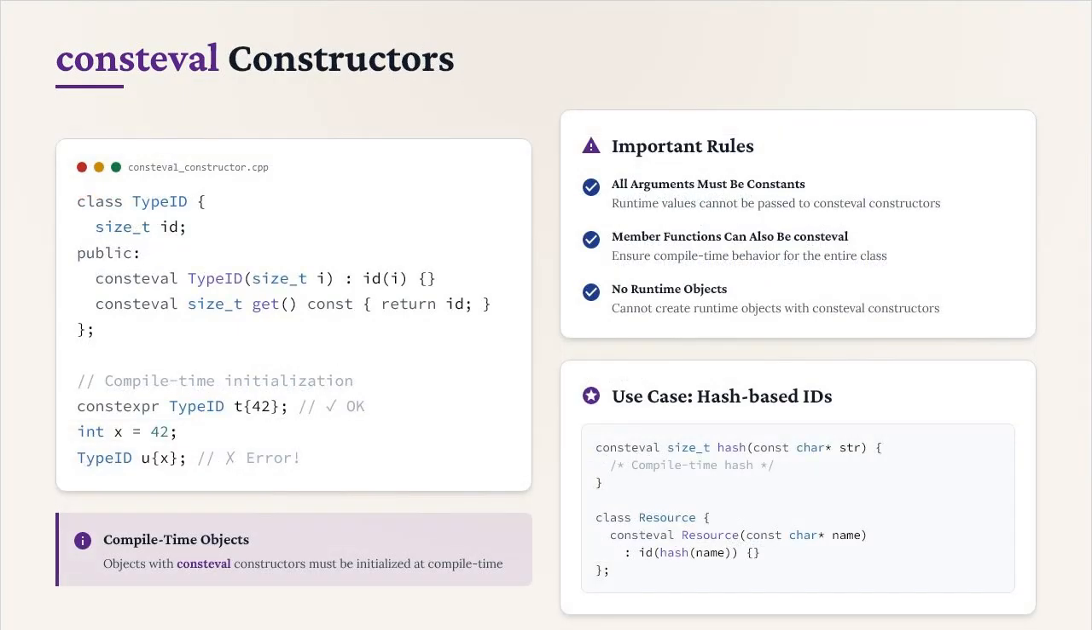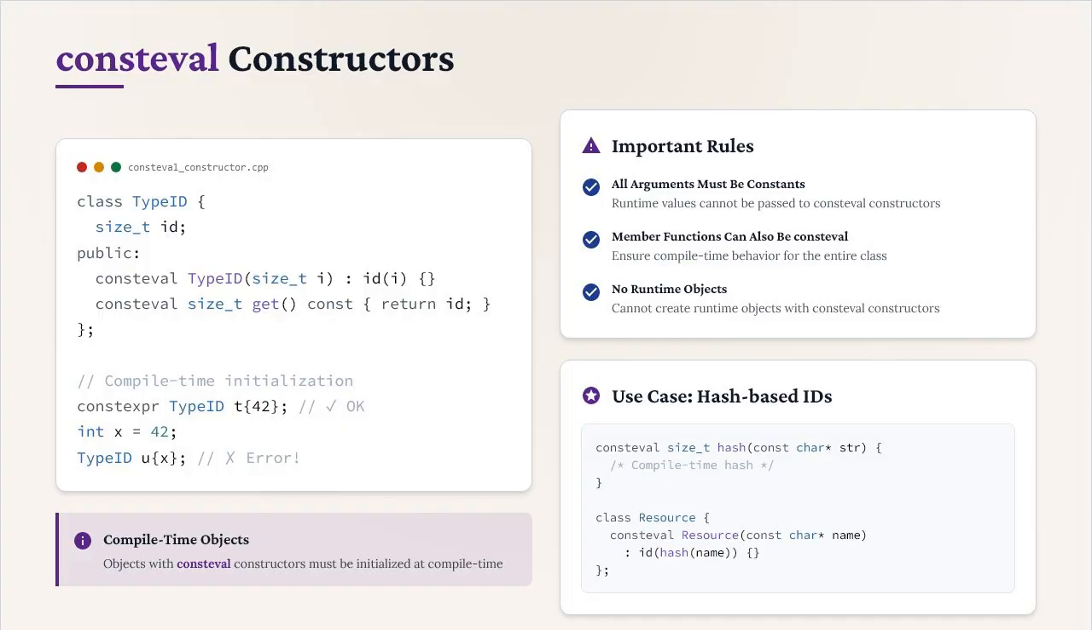Consteval can also be applied to class constructors, ensuring that objects are initialized at compile time. In this example, the typeID class has a consteval constructor, which means objects of this type must be initialized with constant expressions. Attempting to initialize a typeID object with a runtime value will result in a compilation error. This is particularly useful for creating type-safe IDs or resource handles that must be known at compile time.